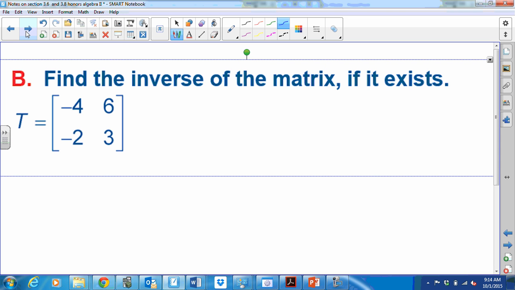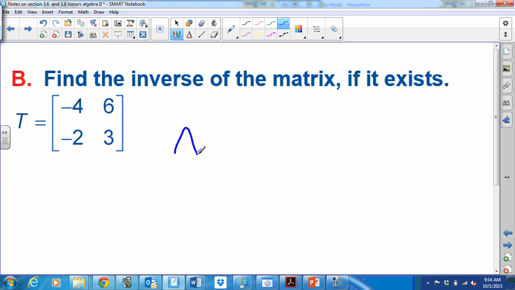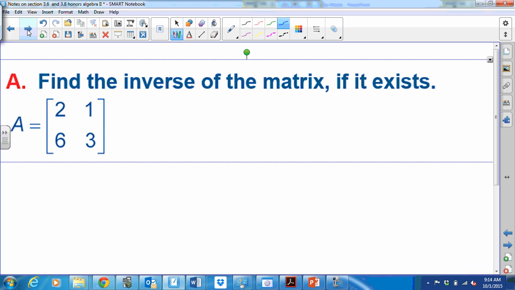So find the inverse of this matrix. You know how to do that now. Put it in your calculator, and if you put it in under matrix A, you're just going to hit the X to the inverse button, and it's going to give you the inverse of A. And if it doesn't exist, your calculator will yell at you. And I think that this one doesn't exist. So let's look at what your calculator will do.